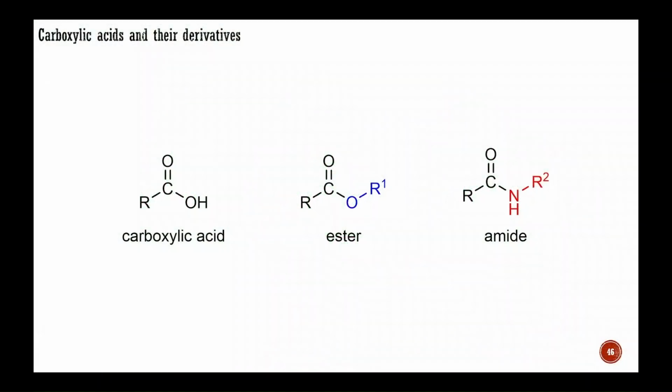In the end, we should briefly discuss a family of three functional groups that contain a carbon atom double bonded to oxygen and single bonded to either oxygen or nitrogen. The parent of this family is carboxylic acid, which contains the functional group commonly called the carboxyl group. A general representation of carboxylic acids is shown on the left. Other important derivatives of carboxylic acids include esters and amides.